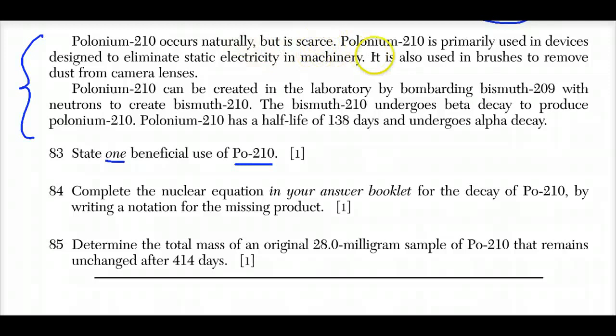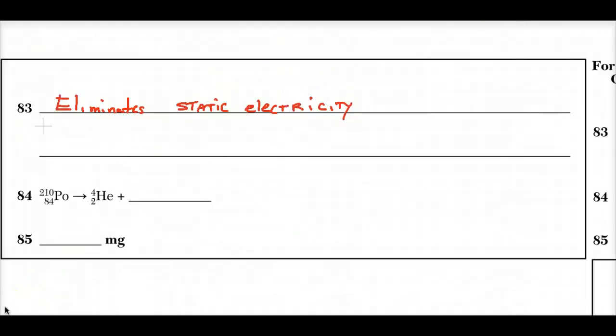Polonium-210 occurs naturally but is scarce. It's primarily used in devices designed to eliminate static electricity. Wow, right from the reading. So 83: eliminates static electricity. So I said eliminates static electricity. Okay, I guess in machinery, I should say.